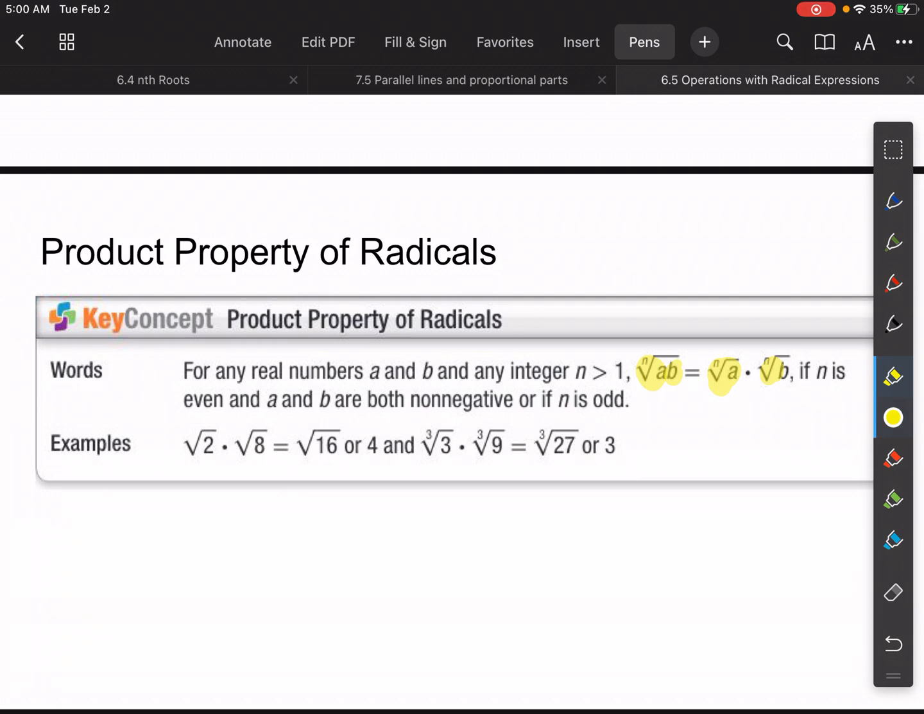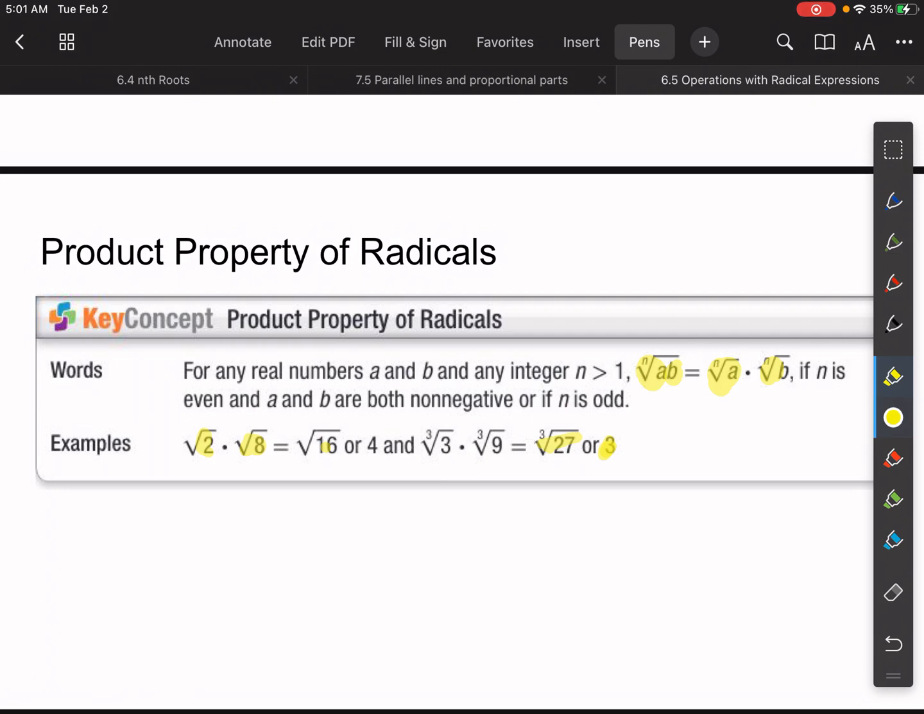This comes in handy, and the same is true in reverse. So if n is even and a and b are both non-negative, or if n is odd. Some examples: the square root of 2 times the square root of 8 gives me the square root of 16. It's easier to evaluate the square root of 16 than these, which are not nice. So there's a reason we'd want to multiply those together before we evaluate. And for the other one, the third root of 3 times the third root of 9 equals the third root of 27, or 3. It gives me something nice to evaluate.